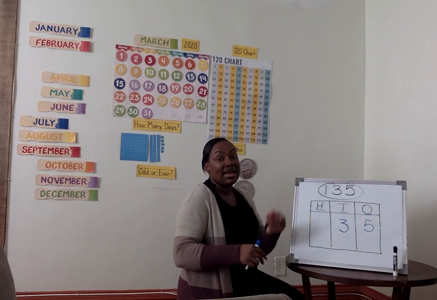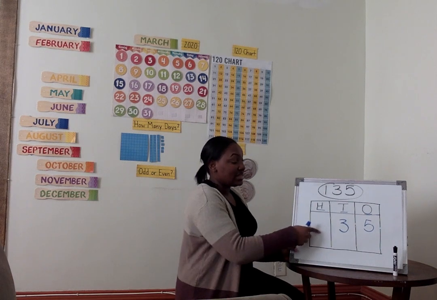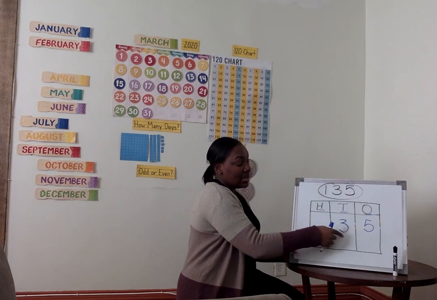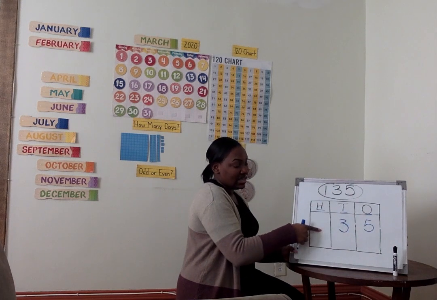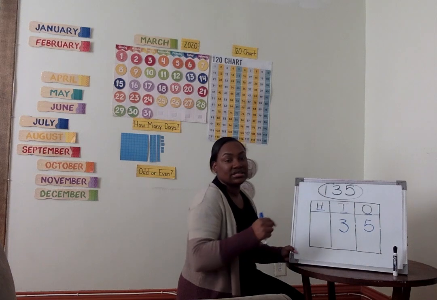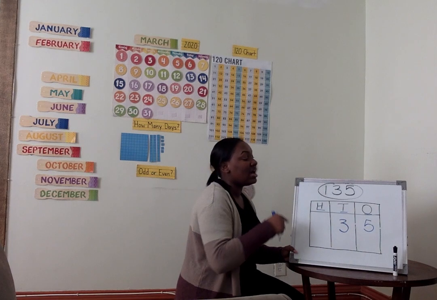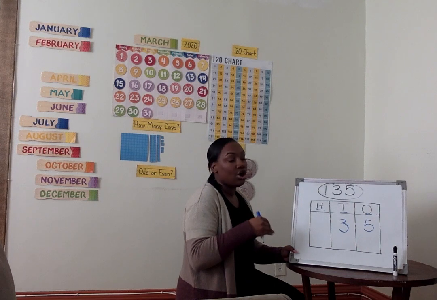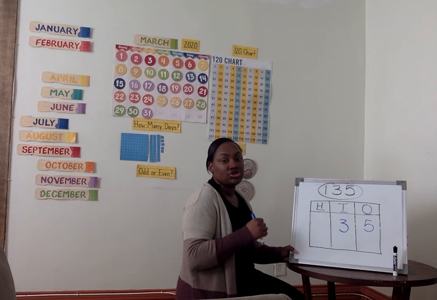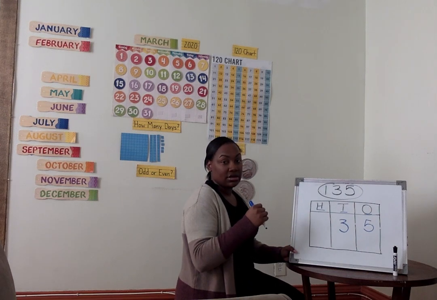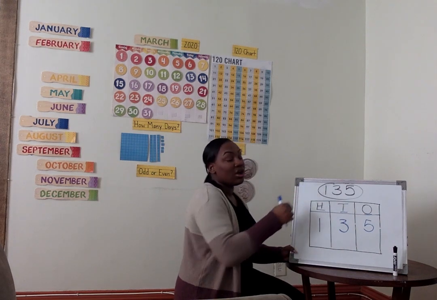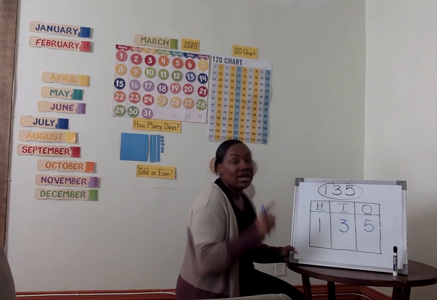3 tens is the same as 30. Last part. So we know the number 135 has 5 ones. It has 3 tens. How many hundreds does it have? How many hundreds are in the number 135? This should be so quick. Show me in 3, 2, and 1. I see a lot of people showing me the number 1, and that is correct. The number 135 has 100.